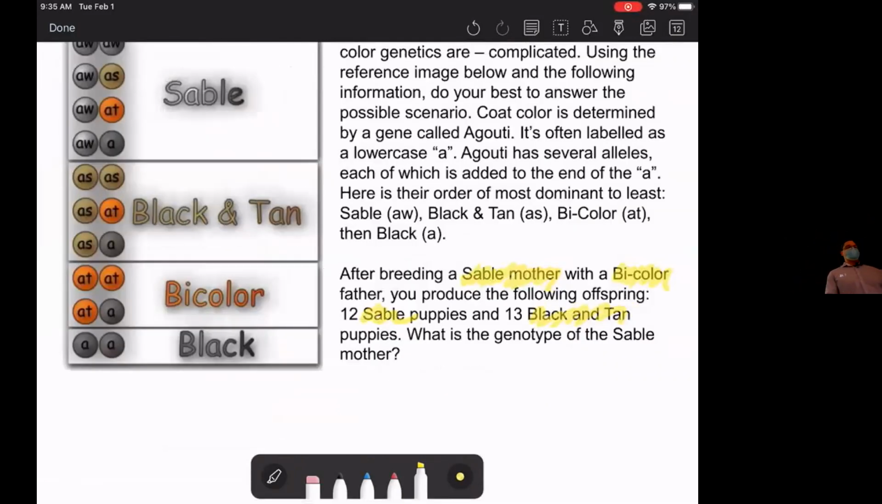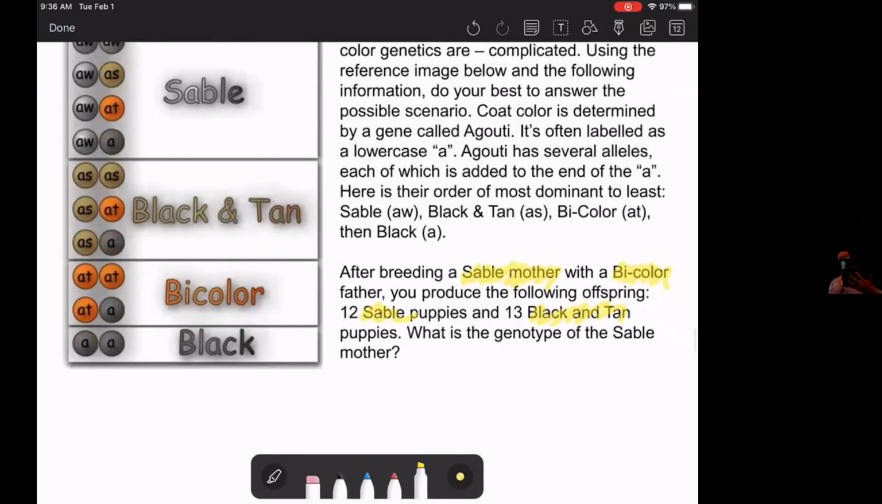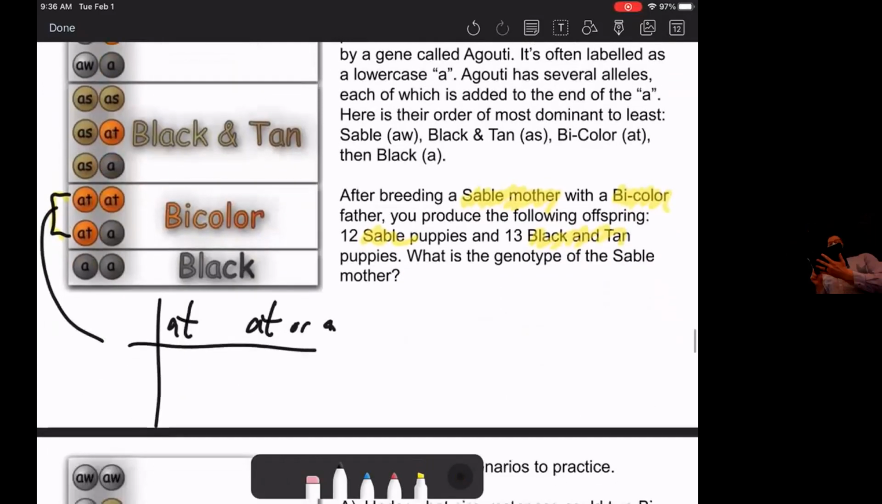In this case, I'll give you about 8-10 seconds, draw out your best guess for what her genotype is. So we're looking at the dad. He's either got to be double bicolor or with one black. The black being recessive, it can be either or, and we also didn't get any black puppies in this case. So we know that it got receded over in this case.